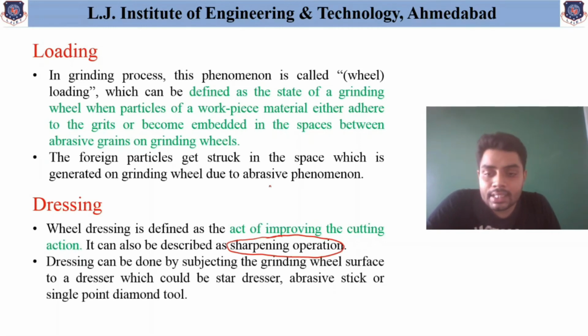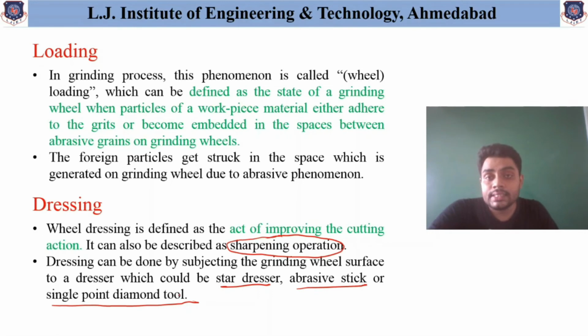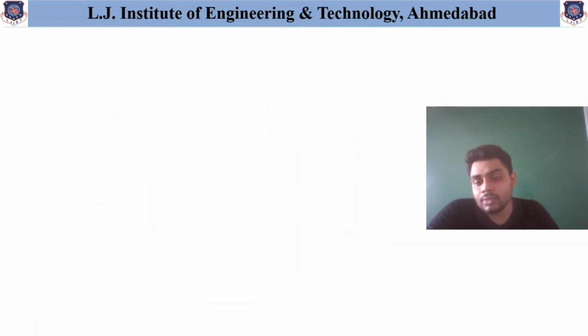So this dressing can be done by subjecting the grinding wheel surface to a dresser, which could be a star dresser, maybe an abrasive stick, or maybe a single point diamond tool. So this dressing is done by using the dresser tool, and the most widely used dresser tool is the single point diamond tool. So this is the basic interpretation of this loading and dressing terminology.